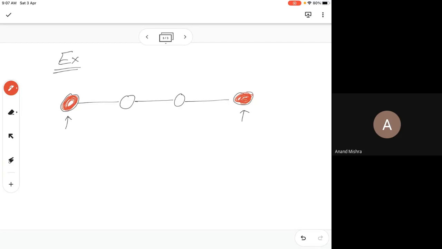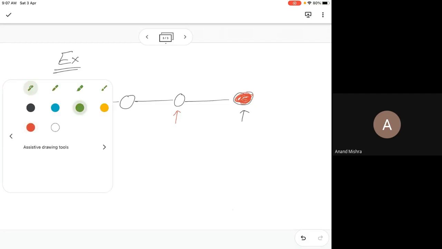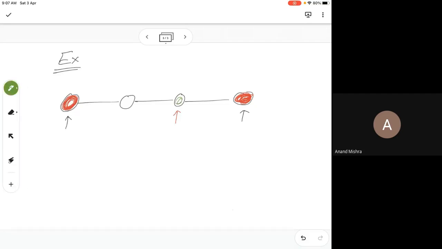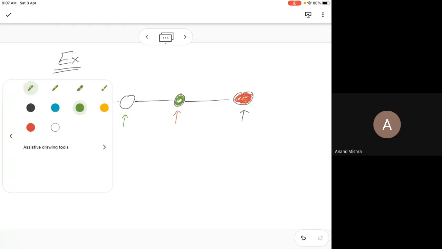Now if I choose this one, then since red is already used, I need to use green. So green will be used, right? Now for this one, red and green both are used, right? So red is used as well as green is used. So then I have to use next blue.